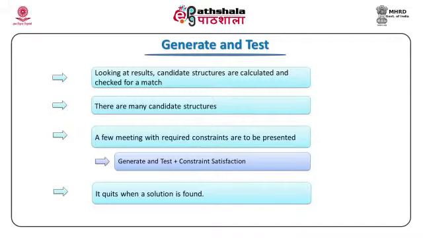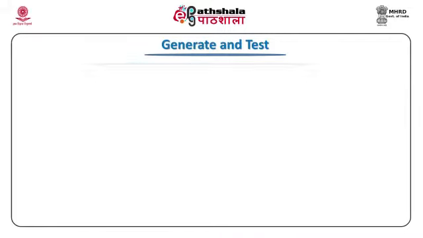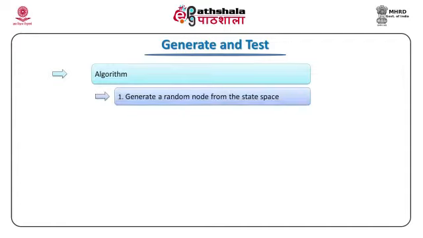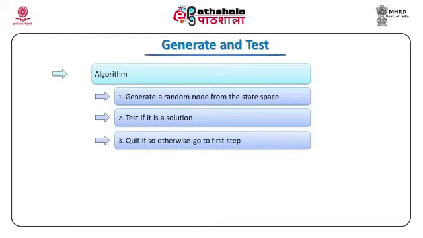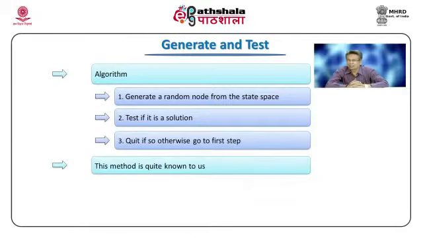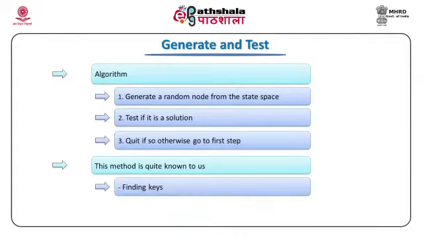So, that is a very good example of how one can use generate and test. In fact, the algorithm is pretty simple. Look at the slide. It begins with generating a random node from a state space, my pocket for example, which I just did. Test if it's a solution. If the keys are there, I've got the solution, I quit. If it is not, I go to the first step and try one more. The method is quite well known, as I said. Finding keys is one example I've already given.